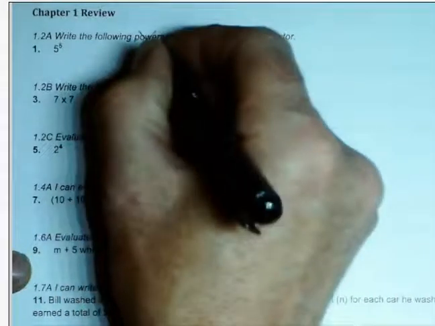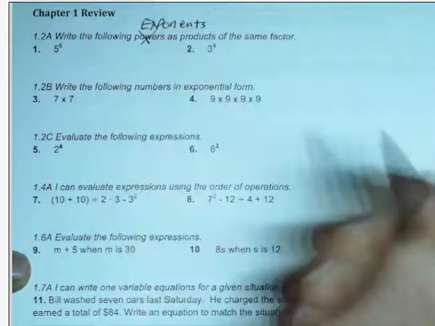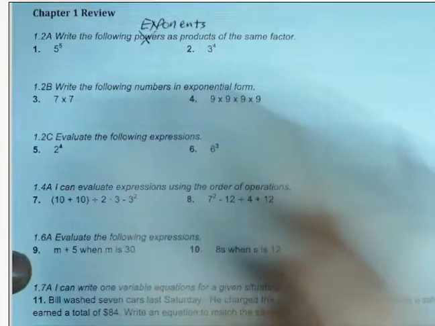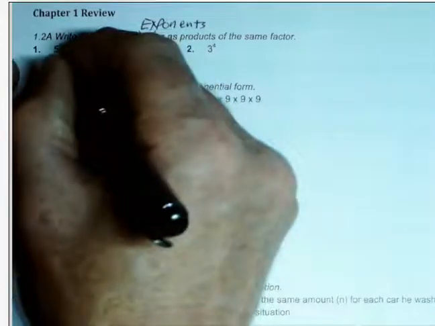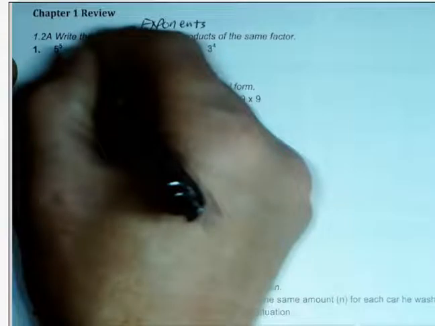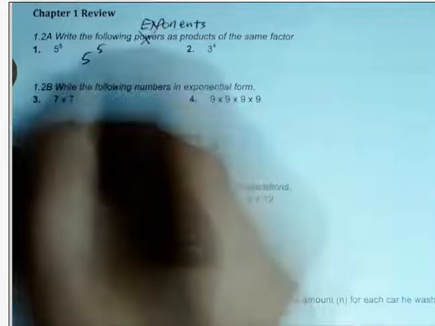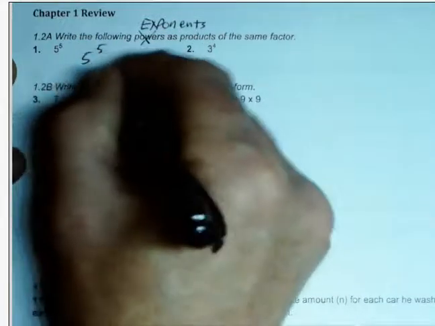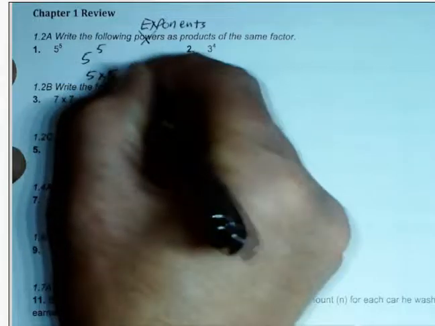The first one: write the following powers as a product of the same factor. Let's take this word power out and write the word exponents. That's another way of saying it. Write the following exponents as products of the same factor. What that means is you take 5 times 5 times 5 times 5 times 5 for this one. The base is 5, and the exponent is 5. So it just means there's 5 5s, and you multiply them all together.